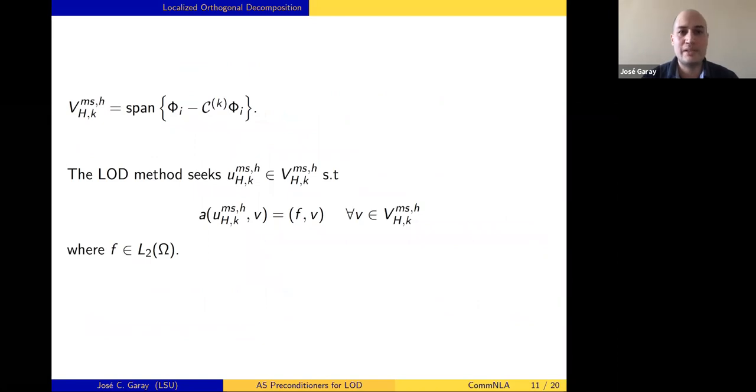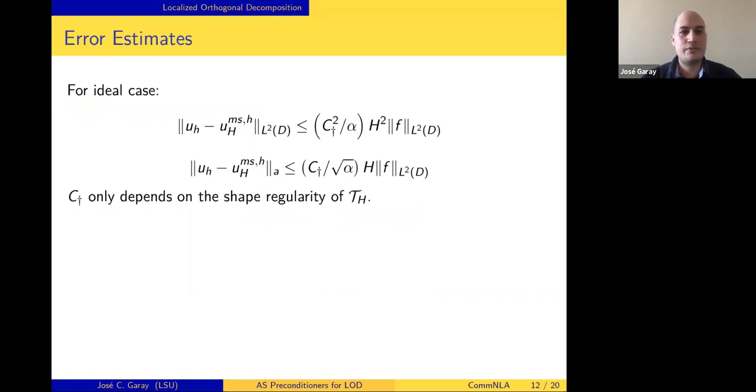Once we have built these bases, which are computed offline, the LOD method seeks a function in this generalized space such that it satisfies the Galerkin condition. As for the errors, if we use the ideal corrections, the error that we obtain by using the LOD method, which uses a coarse mesh, decays like h squared in L2 norm, and in energy norm, it decays like h. So these are optimal convergence rates.